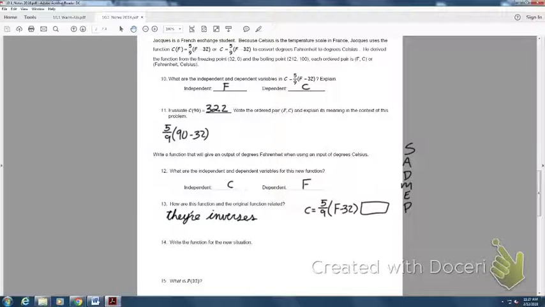Can I multiply or divide by anything? Okay, I can divide by 5/9, but I don't like to divide by fractions because it looks weird. Multiply by the inverse, multiply by its reciprocal. So I can multiply both sides by 9 over 5. So I've got 9/5 C equals F minus 32.